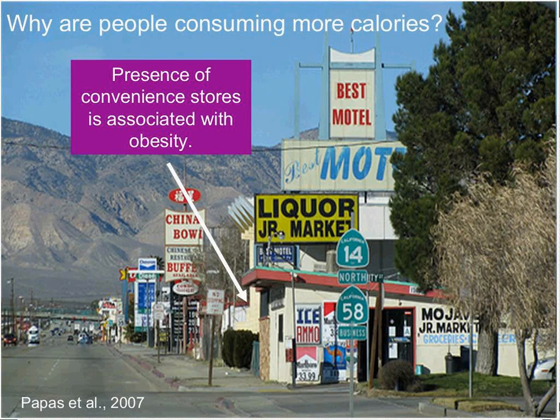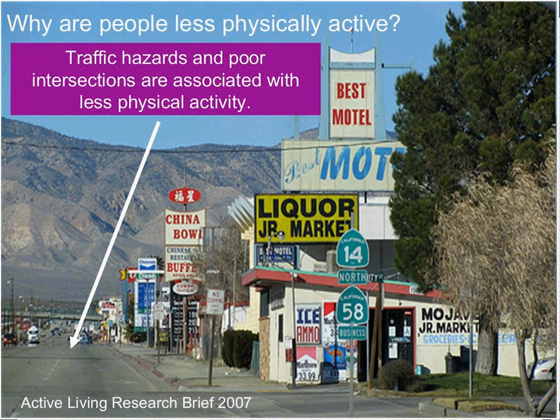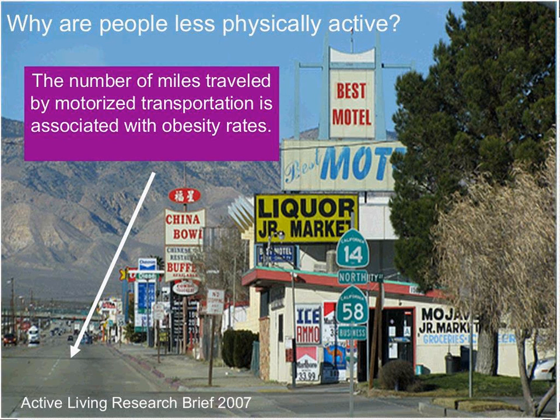We know through research that the presence of convenience stores is associated with obesity. And I think, again, that this is something that's instinctive to people, that you think, yeah, you're surrounded by this. If this is saturating your environment, this makes a lot of sense. But now we have the research to actually back this up. We also know that people are less likely to walk when they live in communities that have traffic hazards and poor intersections. And I think, again, that also makes sense.